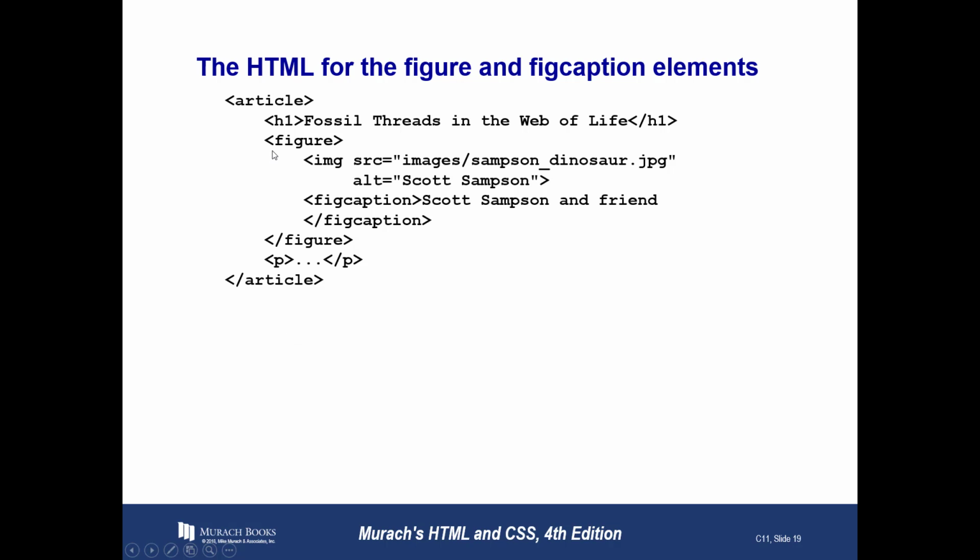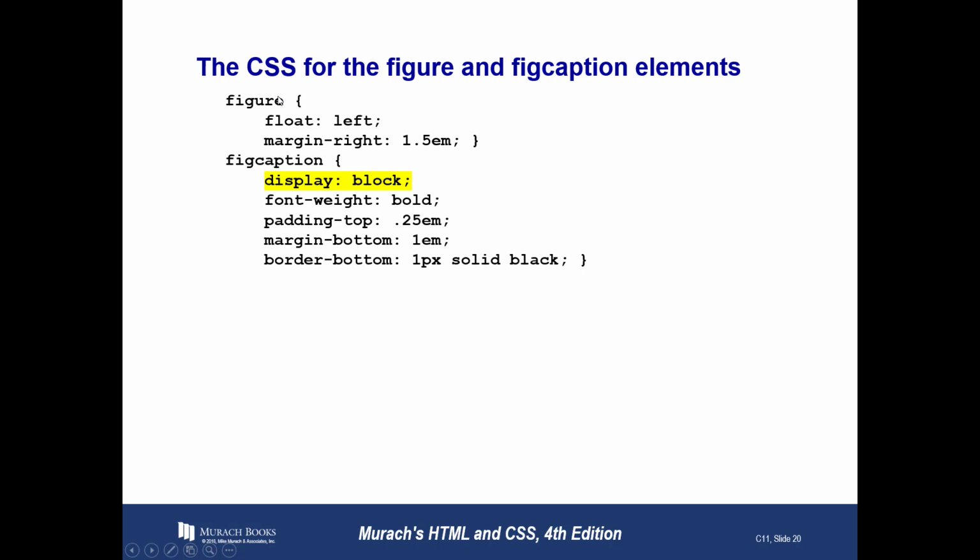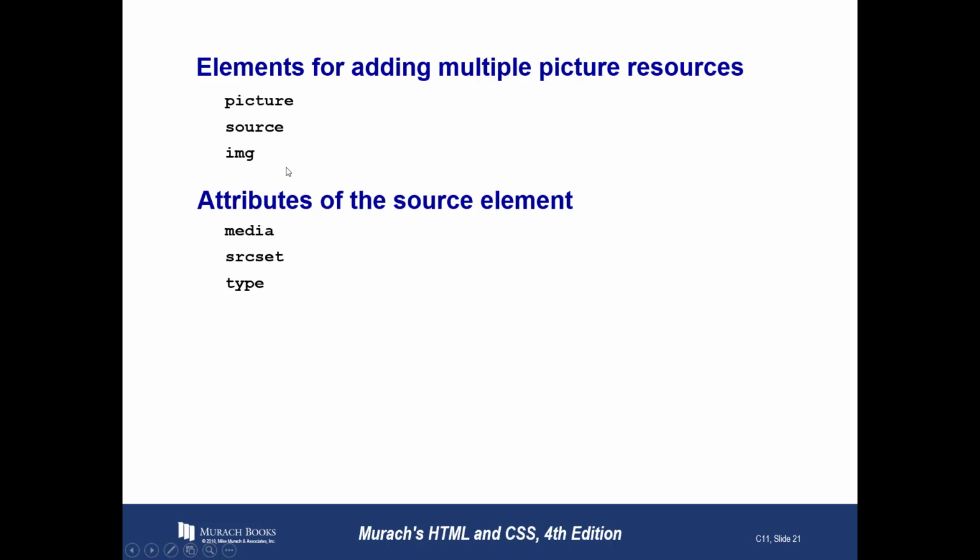So a browser for someone who is challenged might be able to figure out that this is a figure better than just having an image tag. So you've got a figure tag, so the image is in a figure tag. Underneath the image, and you can put it above as well, is a caption that goes along with it. Notice that we're displaying that block. All right. Picture elements for adding multiple picture resources.